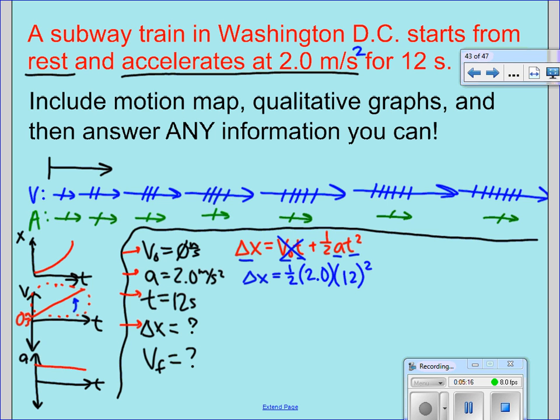Now when I calculate that, I'm going to do 12 squared, which is 144, times 2, and then times 1/2, or 0.5. My delta x ends up being 144 meters. So that tells me that this subway car in 12 seconds has gone 144 meters.